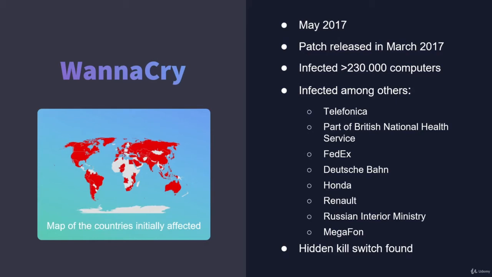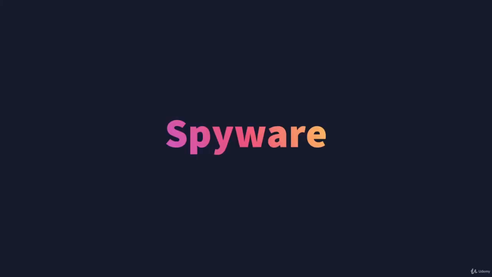You can see on the left side a picture with the countries affected by the initial WannaCry attack. The affected countries are colored in red. WannaCry impacted many companies and organizations, such as the Spanish telecom Telefónica and the British National Health Service, impacting multiple hospitals which had to turn away patients and cancel scheduled operations. WannaCry also impacted FedEx, Deutsche Bahn, Honda, Renault, the Russian Interior Ministry and the Russian telecom Megafon. The original attack of WannaCry was stopped a few days later after a kill switch was found which prevented WannaCry from spreading further.